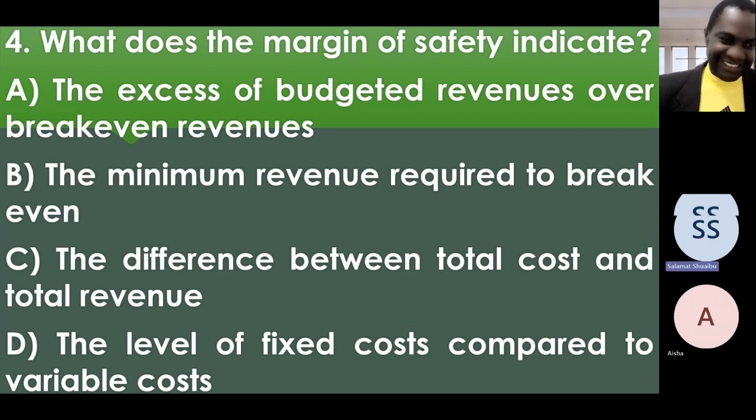B. I choose B. Okay, Salmat is going for B. So we're waiting for A. What's your pick? Let's continue.